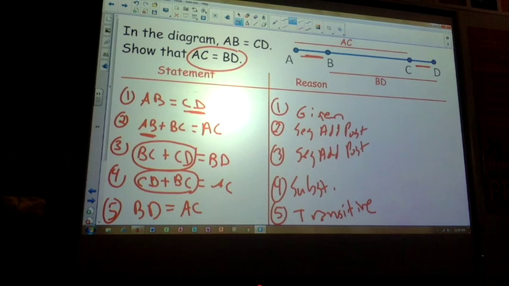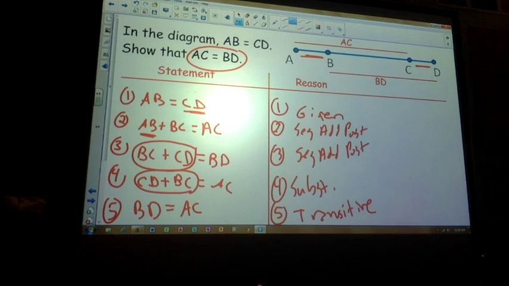Okay? Everyone feel all right about that? Can I move on? Yeah. Wait, can you just review the difference between substitution and transitive again?